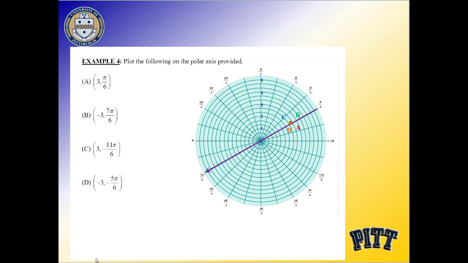So with polar coordinates, I can have several different ordered pairs that give me the exact same point, whereas in Cartesian coordinates, or your standard, they sometimes call them rectangular coordinates, if I have different ordered pairs, they're going to be different points.